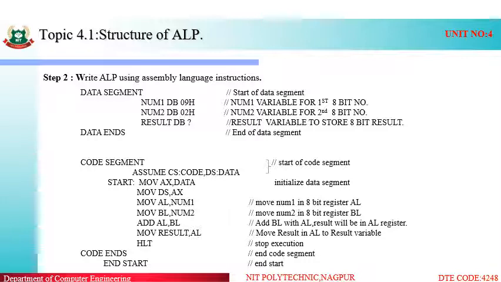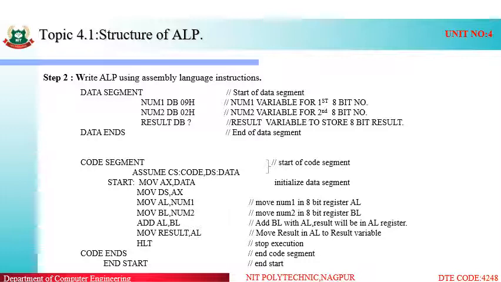So we will first move the number 1 into AL. Next step will be moving the number 2 into BL register. Now both the numbers are in 8-bit registers. Next what we have to perform? We have to perform the addition. So we will use add instruction.